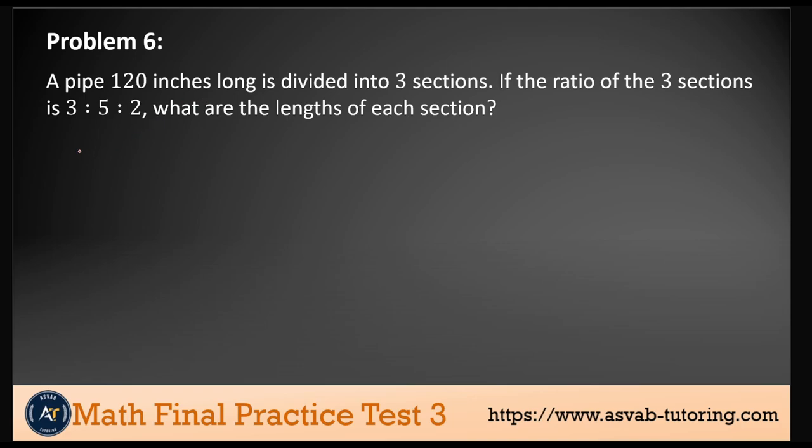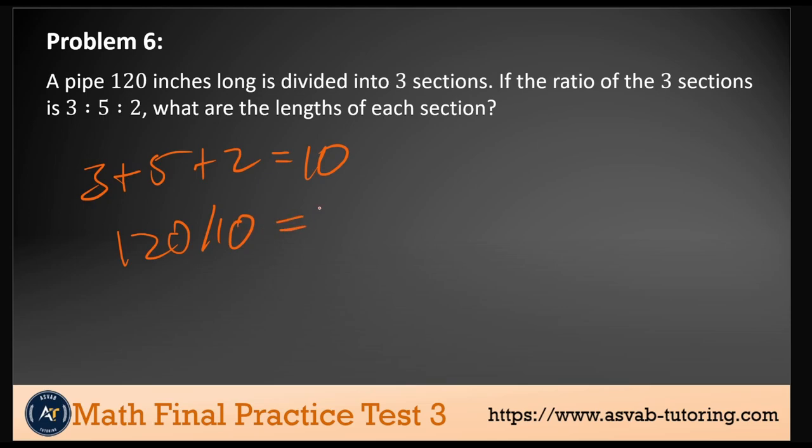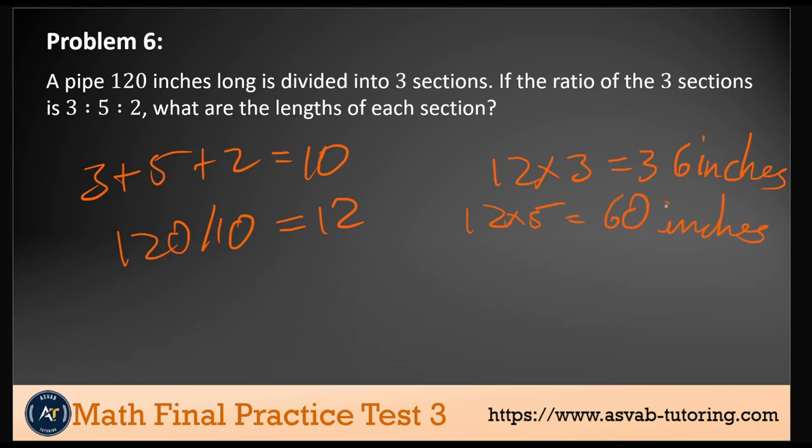Okay, so we just need to add the ratios first. 3 plus 5 plus 2, which equals 10. One ratio is 120 over 10, which equals 12, because this is 120 inches divided by the whole. So we have each section as follows. 12 times 3 is obviously 36 inches. 12 times 5 equals 60 inches. And 12 times 2 equals 24 inches. I should write inches better. There you go. And those are our final answers.